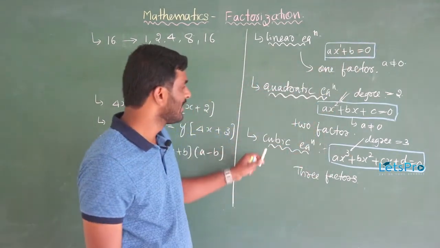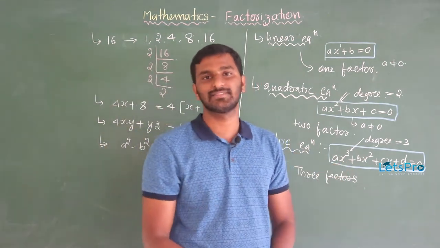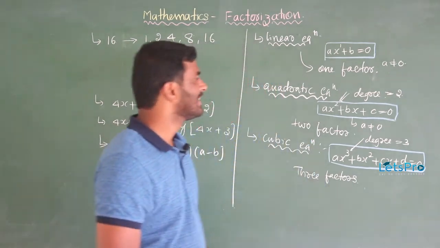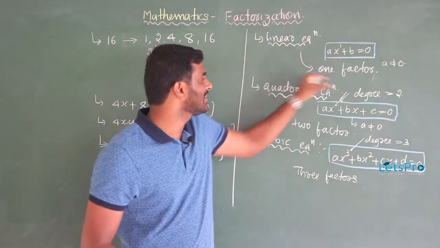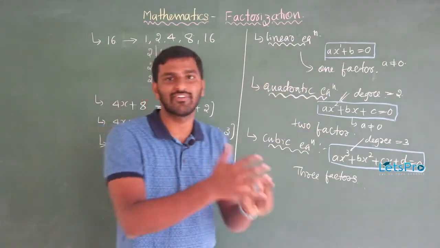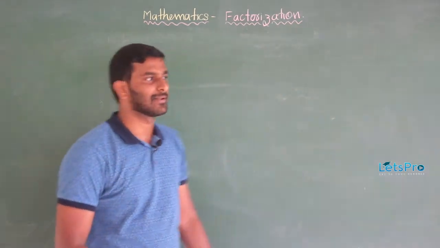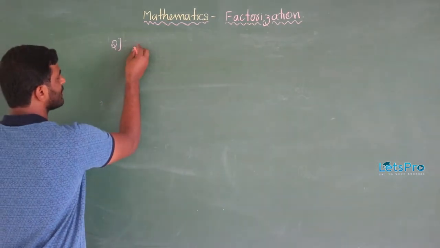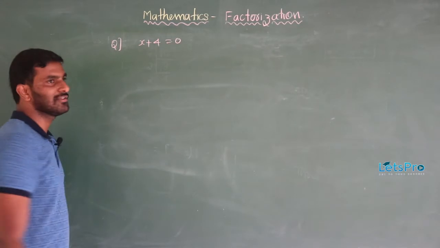So, only these equations. If the highest degree is more than 3, it is known as biquadratic polynomials. Let us discuss how to find the factors of a linear equation, quadratic equation and cubic equation. In factorization, let us take the first example: find the factor of x plus 4 equal to 0. How many factors are we getting here?